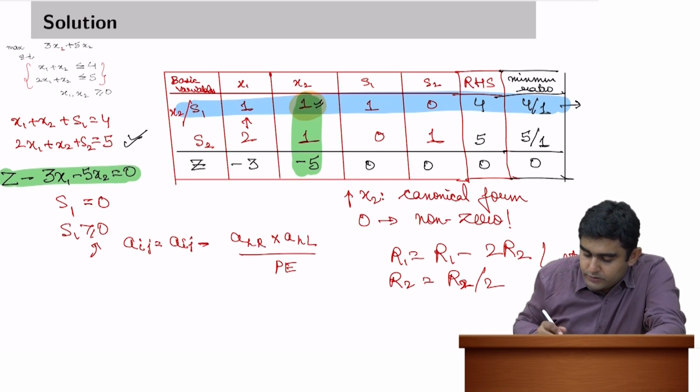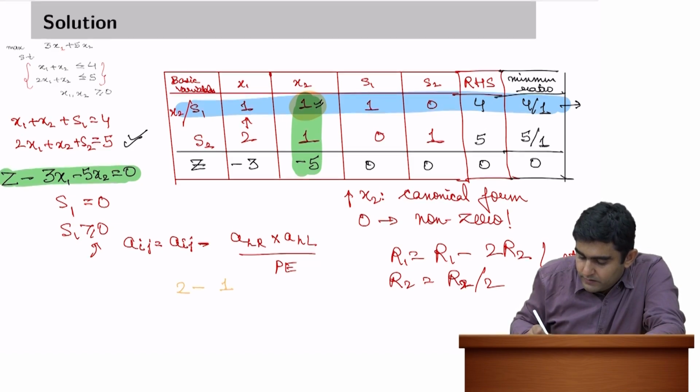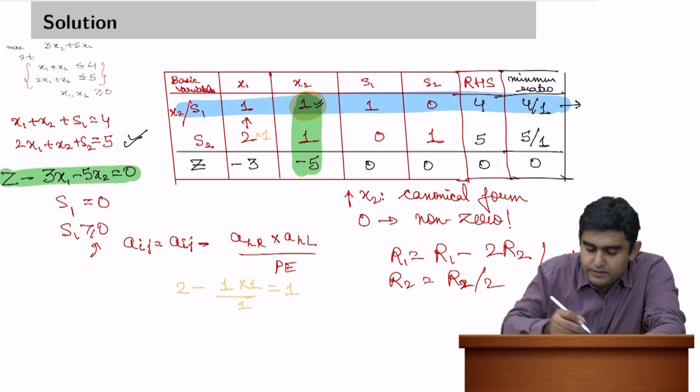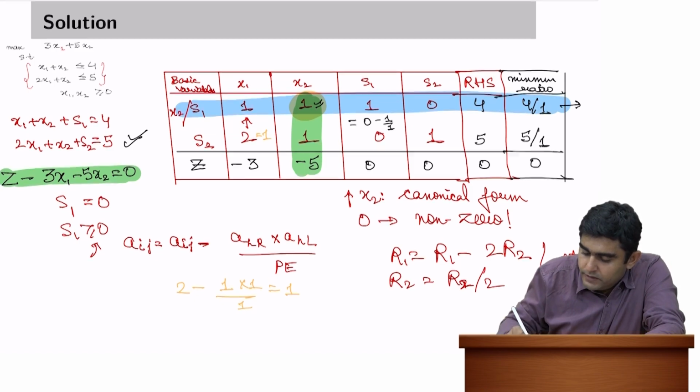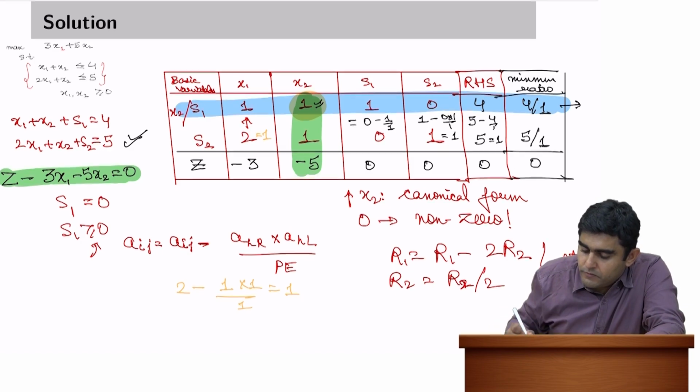So in our case, this 2 would be updated to 2 minus 1 into 1 divided by 1, or it simply becomes 1. Mind it, this operation is only applicable to the points that are outside these highlighted rows and column. So 0 would be updated to 0 minus 1 divided by 1. This one would be updated to 1 minus 0 into 1 by 1, so this entire term still remains 1. This 5 becomes 5 minus 4 divided by 1, equal to 1. And this minimum ratio we would not worry about.